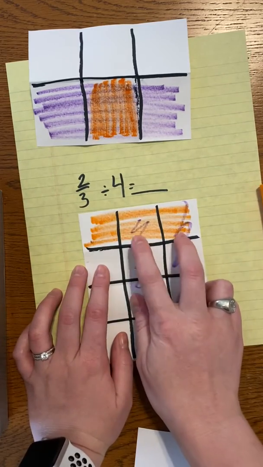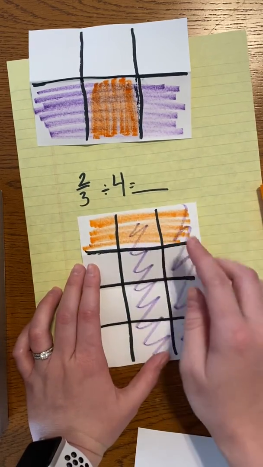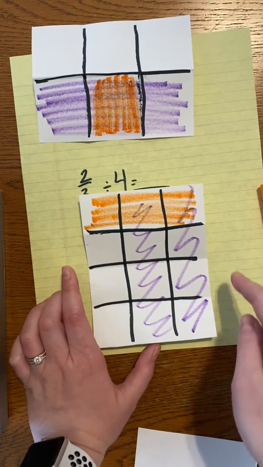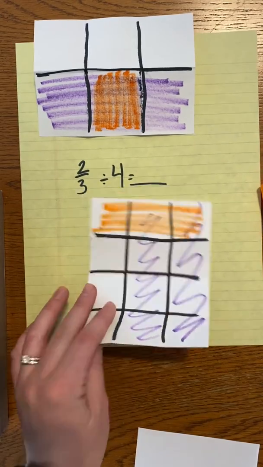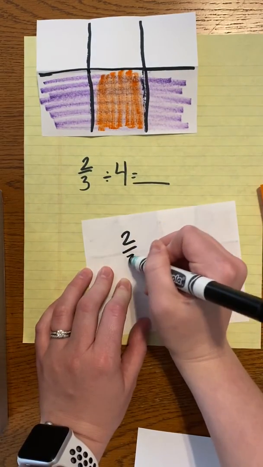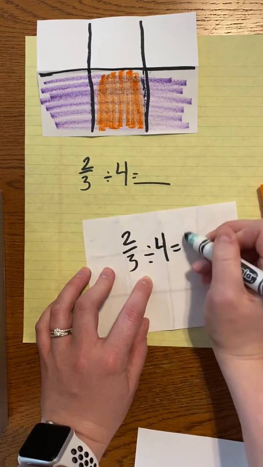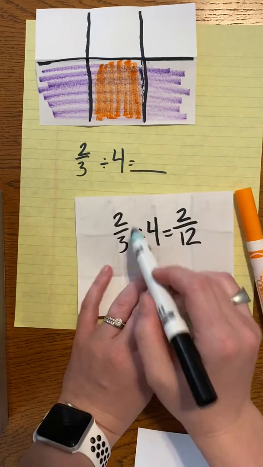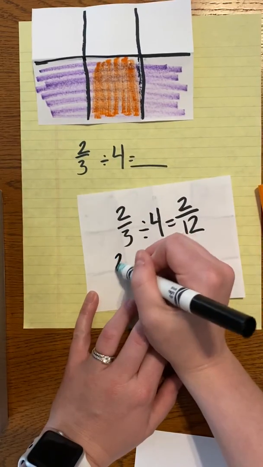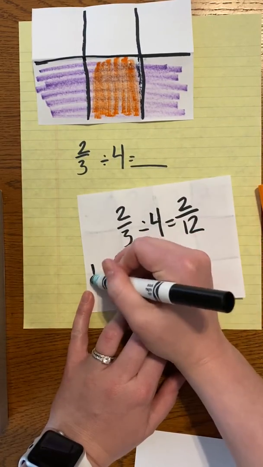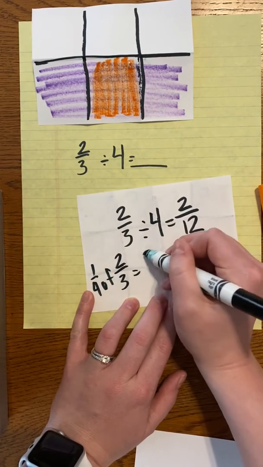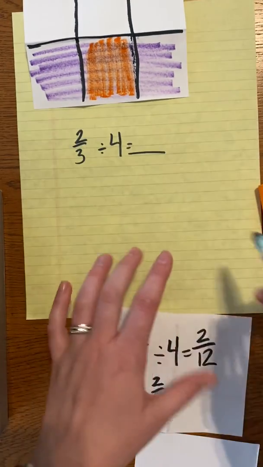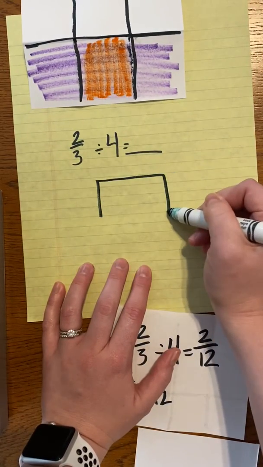My area of my overlap shows 2 of my units, and in my whole I have 3 by 4, so that's 12 units. So 2/12 is my quotient. So I could say 1/4 of 2/3 is equal to 2/12. And it would look very similar for my sketch.